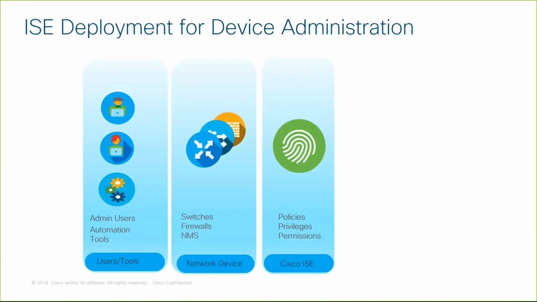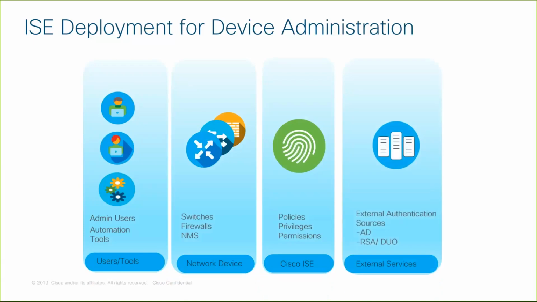ISE provides the policies for the admins to log in, and it provides the right set of privileges and permissions based on the policies. Now, ISE also uses external authentication sources such as Active Directory, RSA, Duo, and so on. So how does it work?